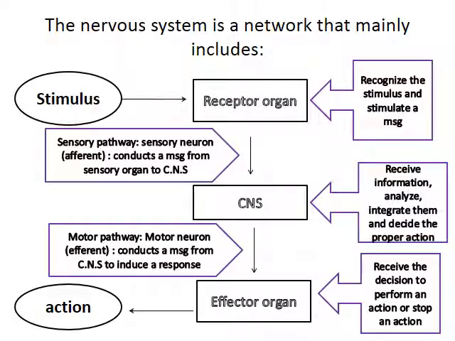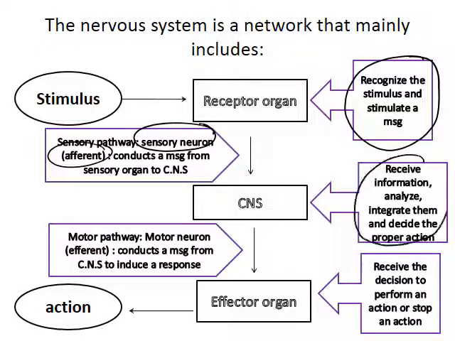This is the figure. The receptor organ recognizes the stimulus and stimulates a message. Between the receptor organ and the central nervous system, we have a sensory neuron. It's called afferent. It conducts a message from the receptor organ or the sensory organ toward the central nervous system. The central nervous system receives information, analyzes and integrates it, and sends it toward the motor neuron. The motor neuron is efferent, which conducts a message between the central nervous system and the effector organ.